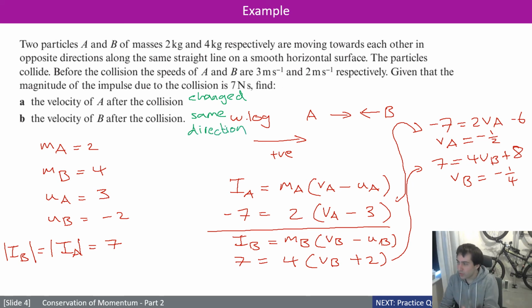If you had done it the other way around, B going right and A going left, you would just end up with different signs potentially, but the interpretation would still end up being the same. Either it changed direction or it was in the same direction. And the numbers themselves will be the same. So we've got a half, change direction, speed a half for A, and for B it's same direction but speed of a quarter.